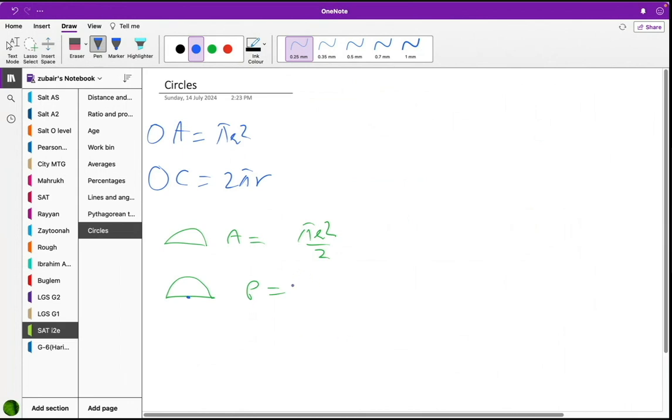Can you tell me the formula? 2 pi r for a regular circle. And for a semicircle? Pi r plus 2r. Would you agree?